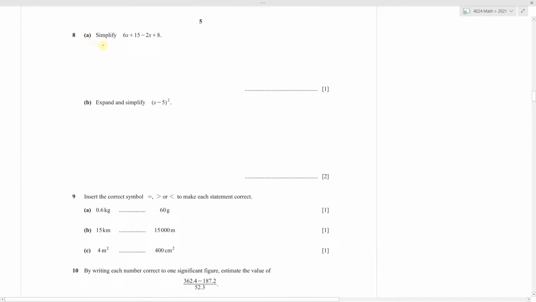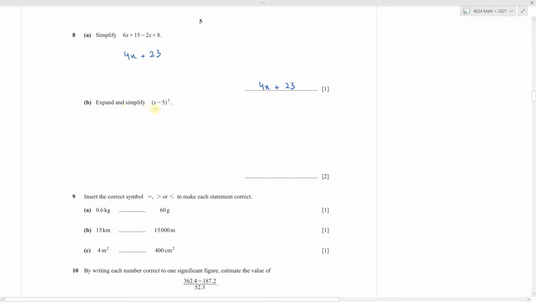Question number 8, part A is simplify 6x plus 15 minus 2x plus 8. So 6x minus 2x will be 4x, plus 15 plus 8 will be 23. So 4x plus 23.